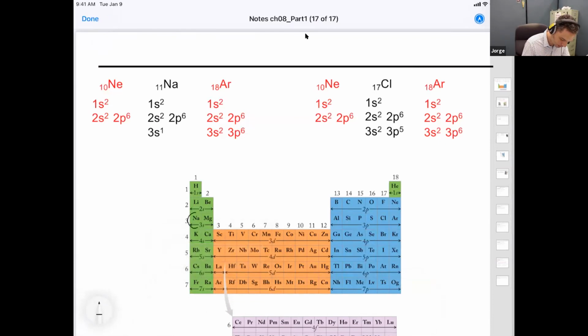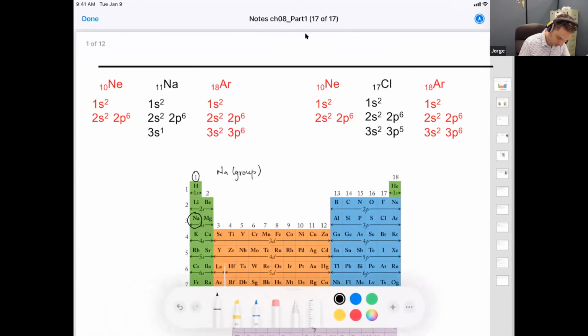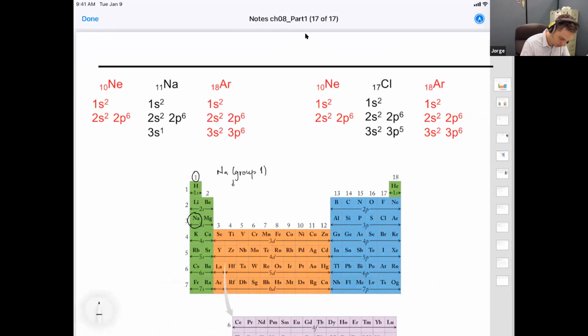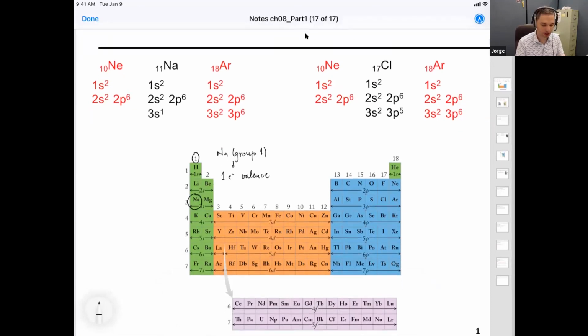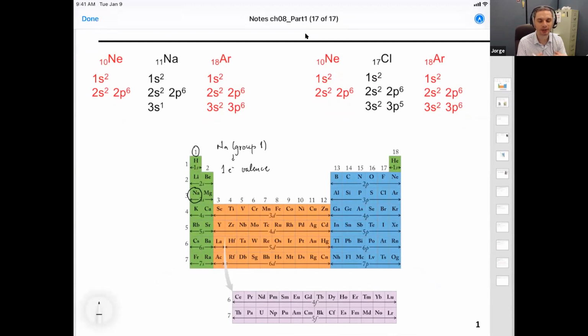Sodium is right here. So look at the number of the group, and that will tell you the number of electrons in the valence shell. Therefore, sodium, group one, which means one electron in the valence shell. Only one electron in the valence shell is not a stable electron configuration. We have to have 8 electrons in the valence shell.